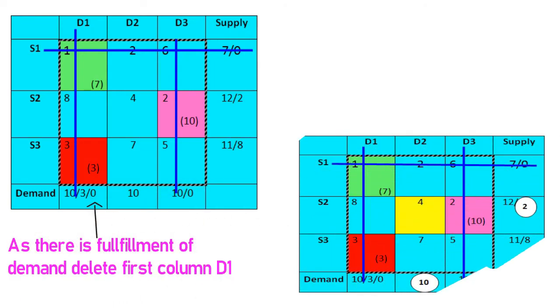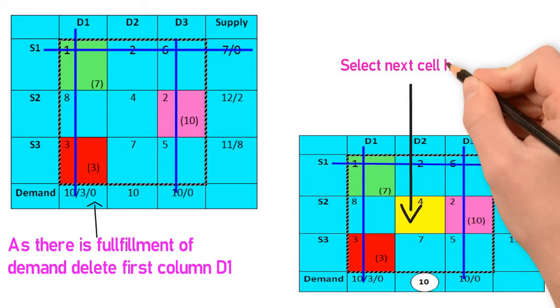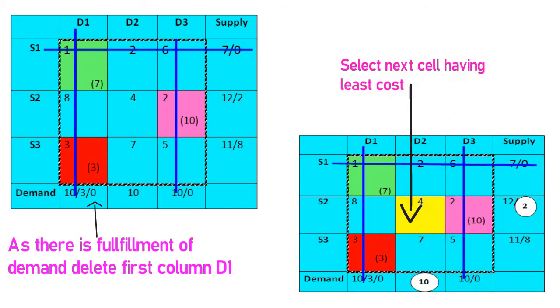Now again we have to select the next cell having minimum cost, that is out of 4 and 7, here minimum value is 4. So our next cell having minimum cost is the cell, that is S2 D2. For this cell, if you observe, supply is of 2 units and demand is of 10 units, means available units are 2 and requirement is of 10. So we have to assign maximum possible units, that is 2, to the selected cell.